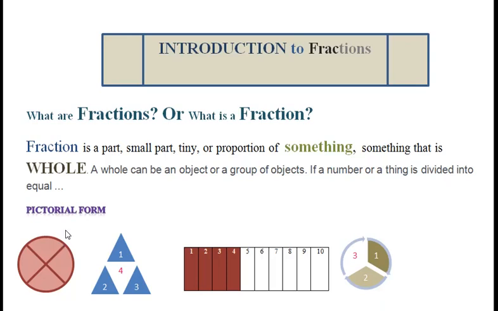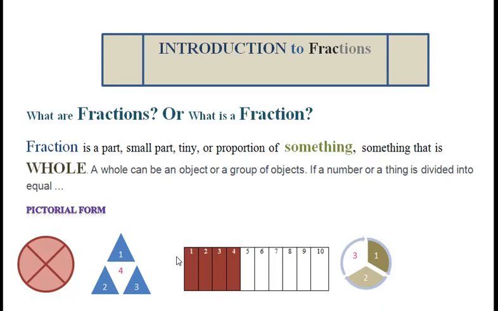So here we have one circle which is divided into 4 equal parts, 1, 2, 3, 4. And there is one more object, that is a triangle. Again, this is divided into 4 parts, 1, 2, 3, 4. So these are the divisions that have been done out of one object. One triangle has been divided into 4 equal parts.